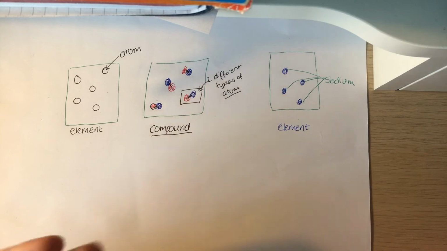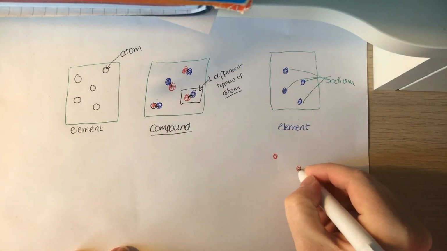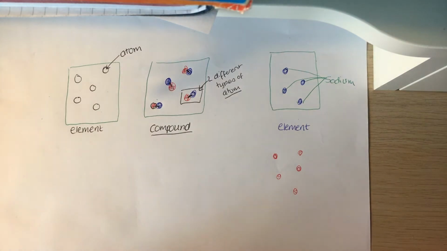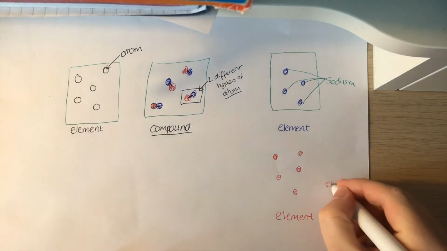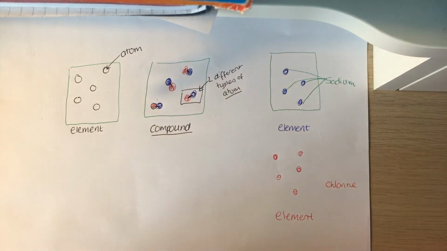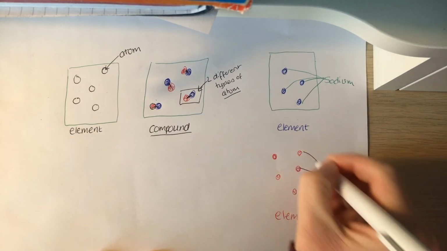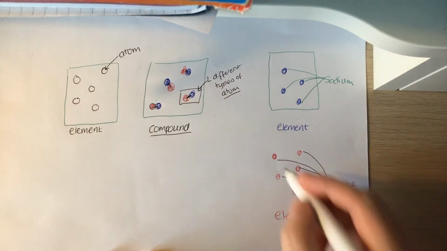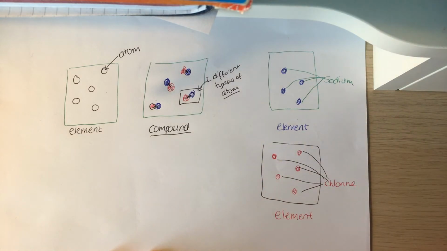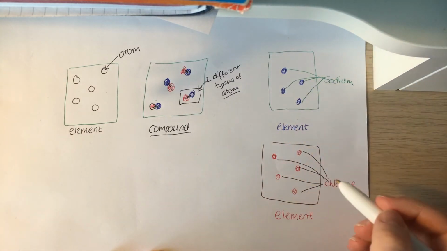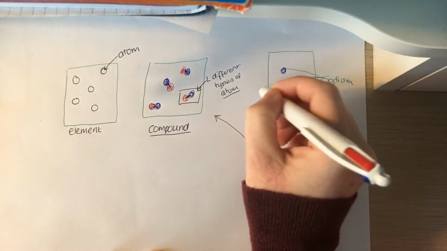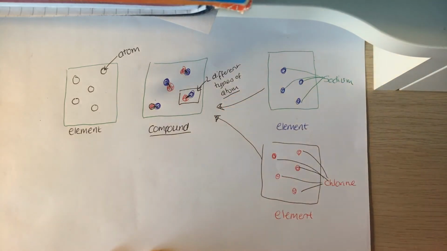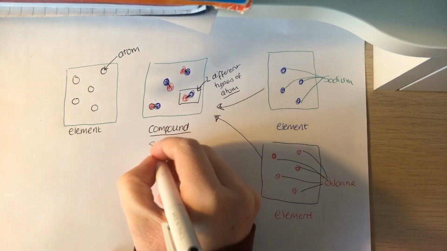Red ones could be chlorine, so let's do another element. Now this element would be called chlorine because every single atom in there is a chlorine atom. They're all chlorine atoms, so this is an element because all of the atoms are exactly the same. Now if we take this element, sodium, and this element, chlorine, and we react them together, we can make a brand new substance. If this is sodium and this is chlorine, you might be able to guess what this substance would be called. This would be sodium chloride.